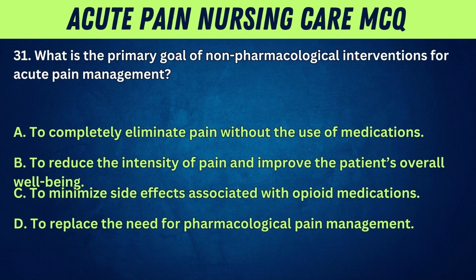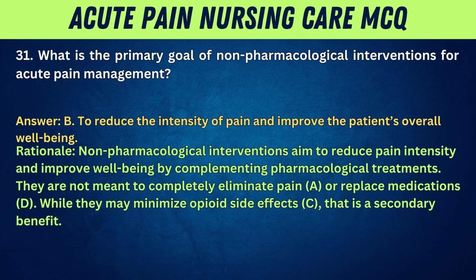31. What is the primary goal of non-pharmacological interventions for acute pain management? A. To completely eliminate pain without the use of medications. B. To reduce the intensity of pain and improve the patient's overall well-being. C. To minimize side effects associated with opioid medications. D. To replace the need for pharmacological pain management. Answer. B. To reduce the intensity of pain and improve the patient's overall well-being.